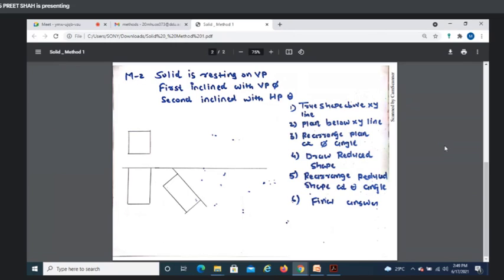Now I have mentioned two statements here. If the object is resting on the HP plane on one of its sides or corners, what will you do? You will draw the side or corner on the right hand side. Very good.